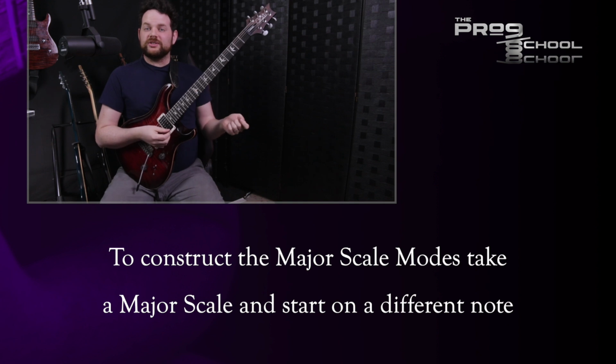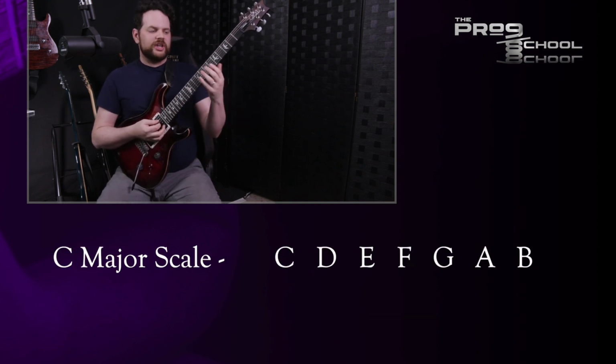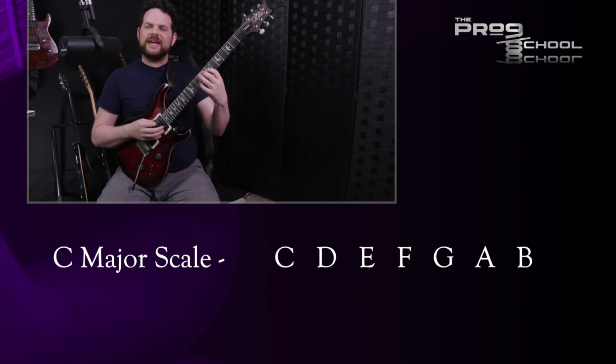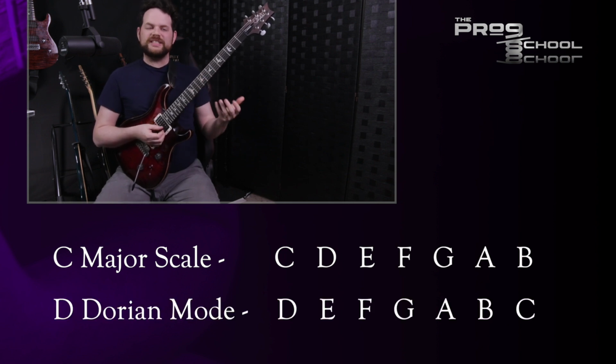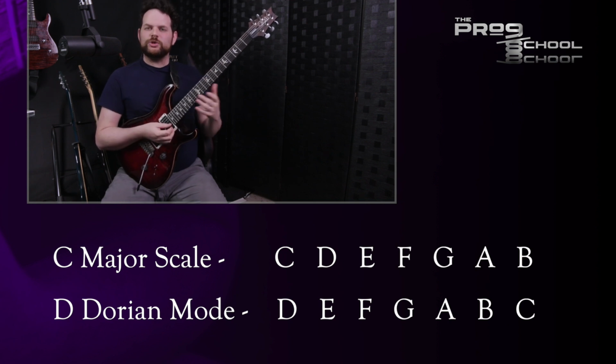So what are modes? The simplest explanation is to take a major scale and start and end on a different note. C major, for example, C, D, E, F, G, A, B, but I'll start it on D, D, E, F, G, A, B, C, and that's the D Dorian mode.